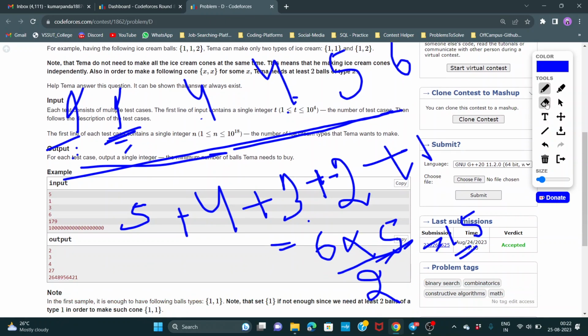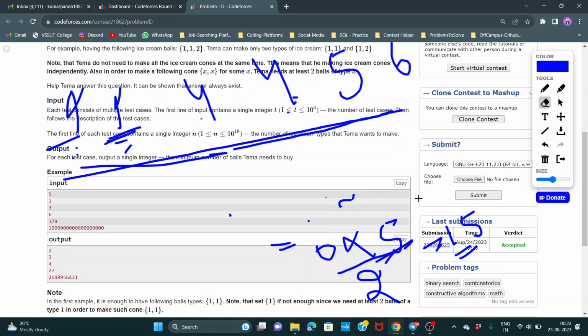You can see it here. Just a second. We can see it here. Just a second.